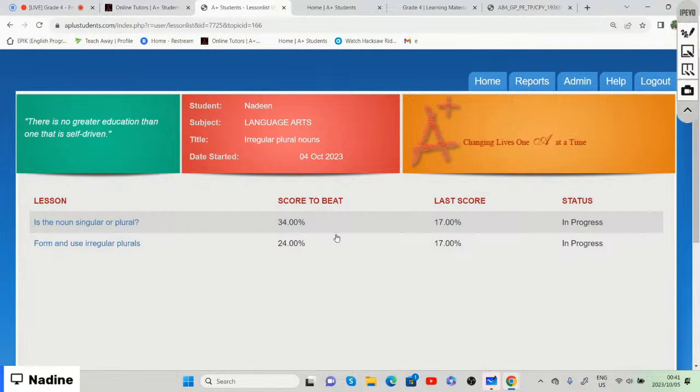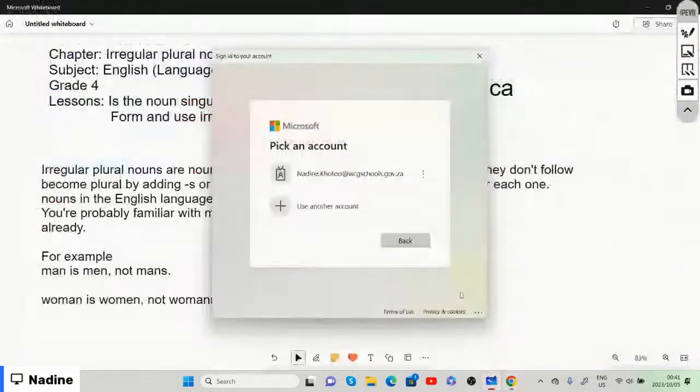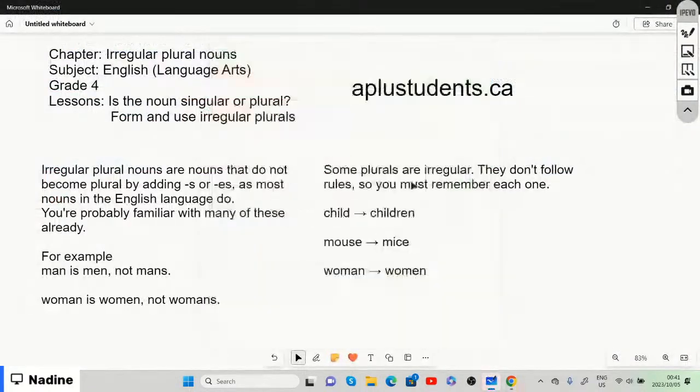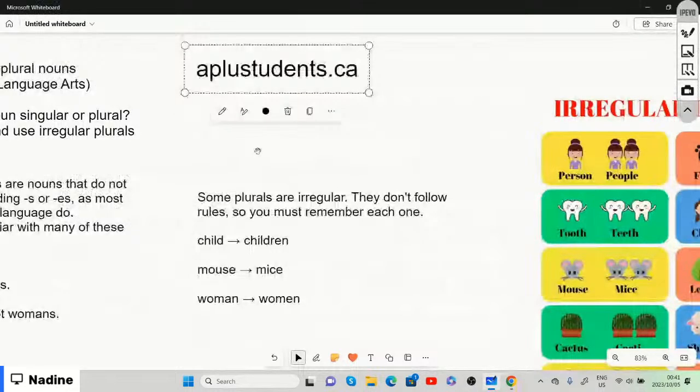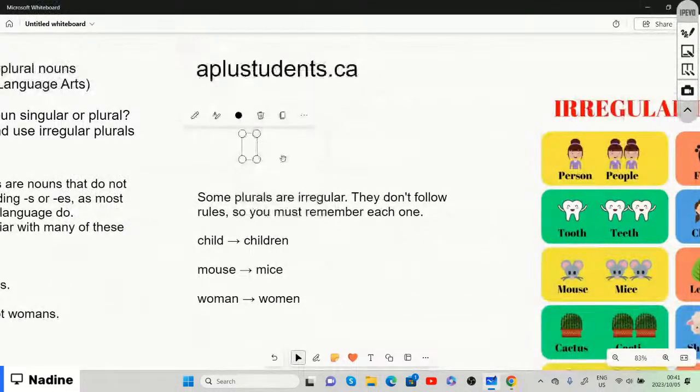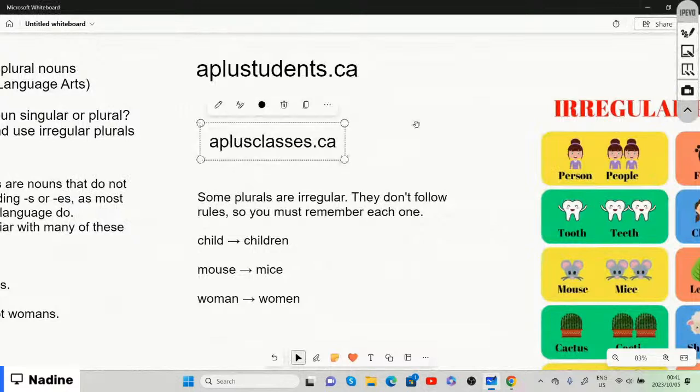All right, so now we are going to do an activity on aplusclasses.ca. So you're going to log into aplusclasses.ca, because we are going to do an activity on there.